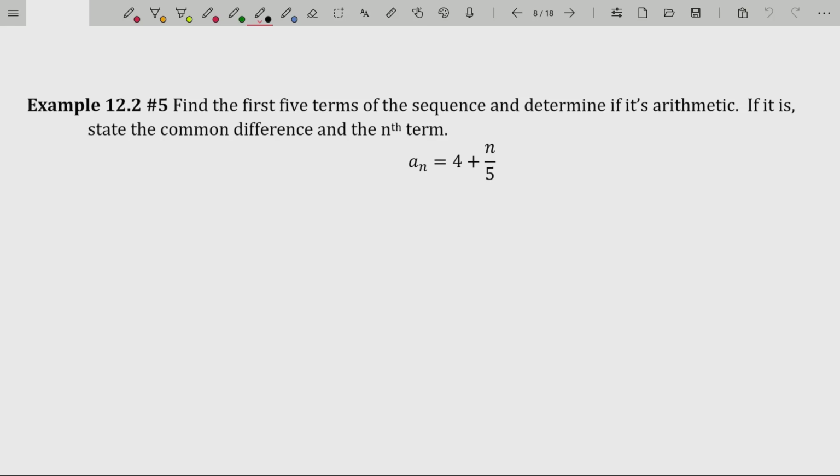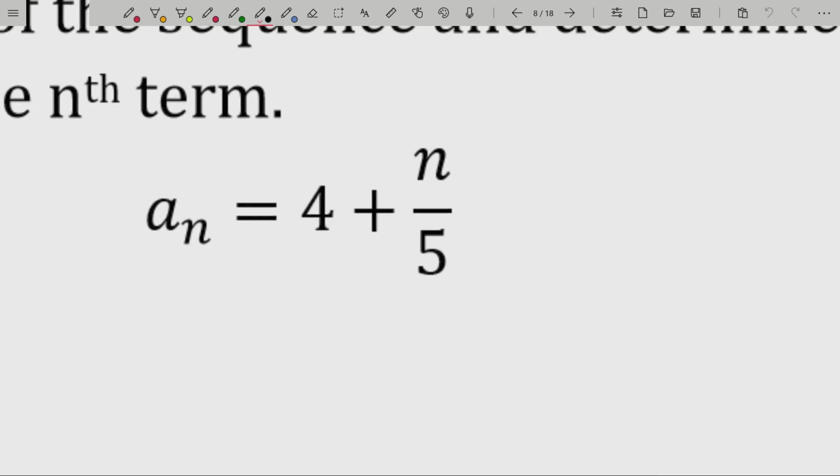Find the first 5 terms of that sequence and determine if it's arithmetic. Now, you and I both know, you as a group of citizens and I as a single person, know that this is going to be arithmetic because it's linear. If you were to rewrite this, it is 1/5 n plus 4. That is like a linear function. I totally know this is going to be arithmetic.